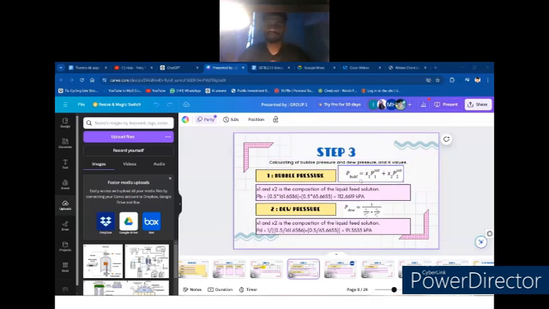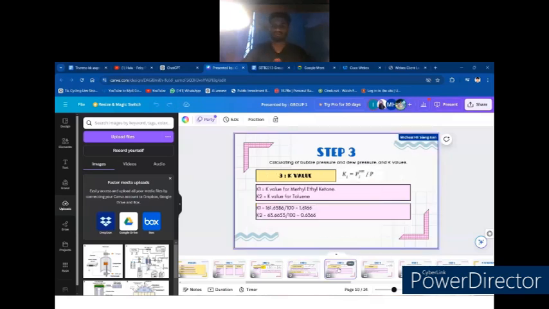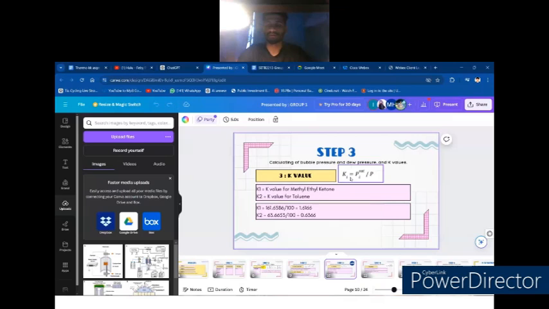We will move to step 3, which is the calculation of bubble pressure and dew pressure. For bubble pressure, we have to use the formula, and we obtain the bubble pressure equal to 112.6619 kilopascal. For dew pressure, we use a different formula, which is P dew equals 1 over y1 over P1 sat plus y2 over P2 sat. By doing the same substitution, we obtain the dew pressure equal to 91.3533 kilopascal.